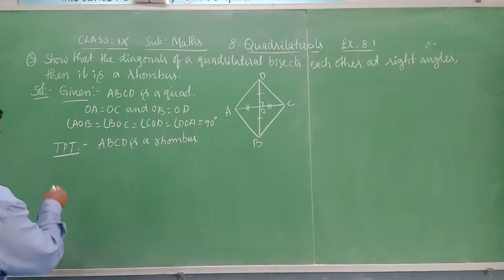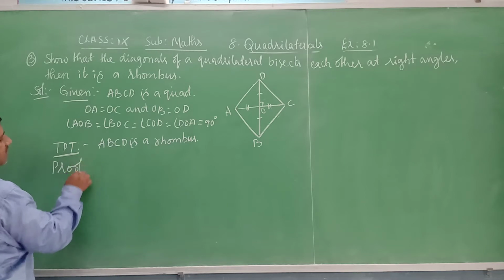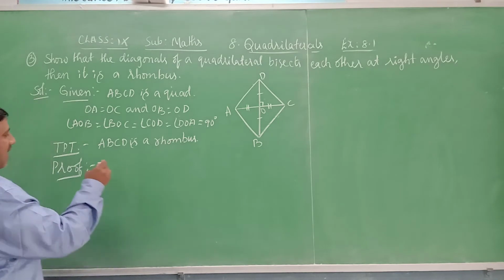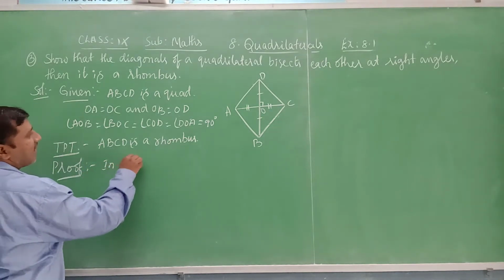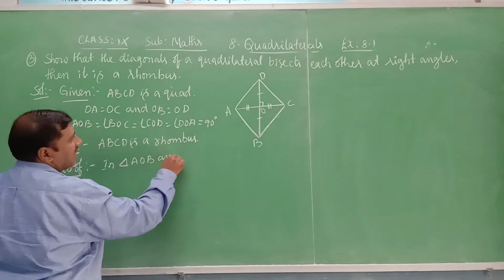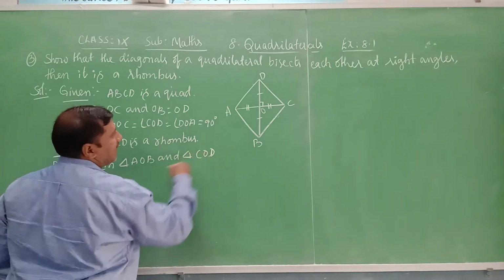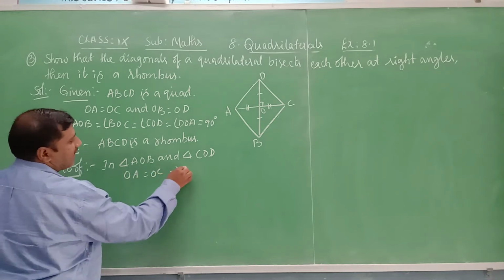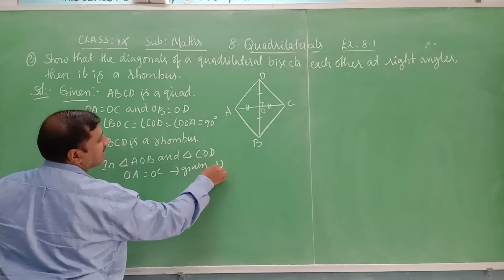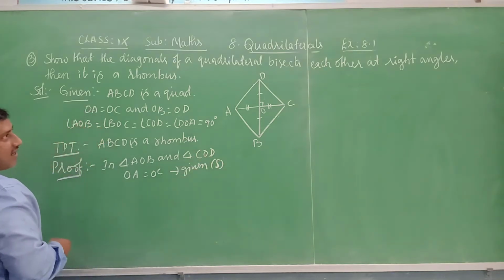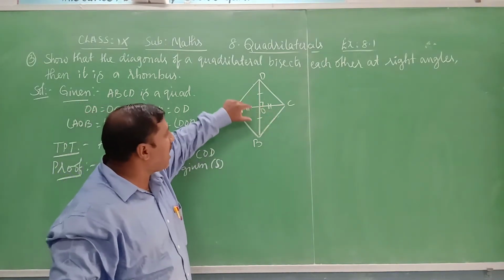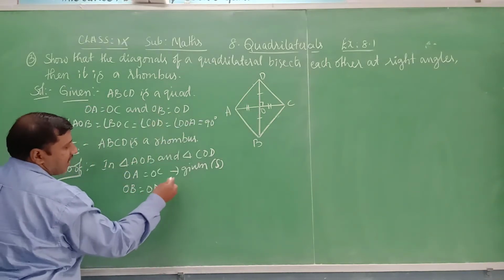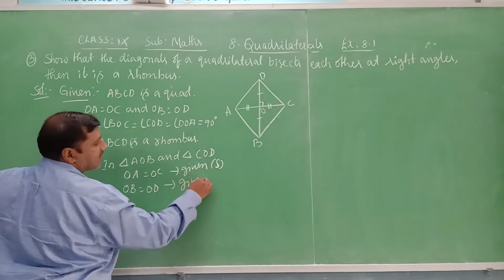Now consider in proving this the two opposite triangles, triangle AOB and COD. In triangle AOB and triangle COD, we know OA is equal to OC. It is given in the question. So that is side. Then OB is equal to OD. That is also given. Side.